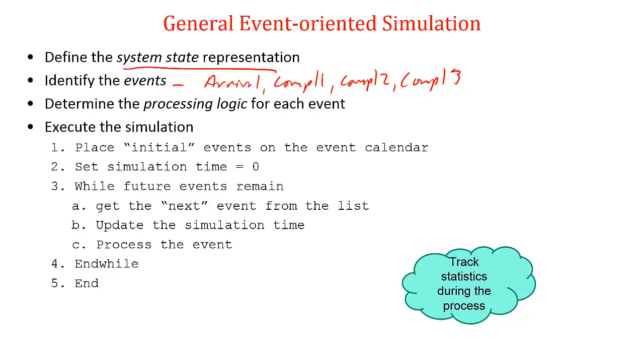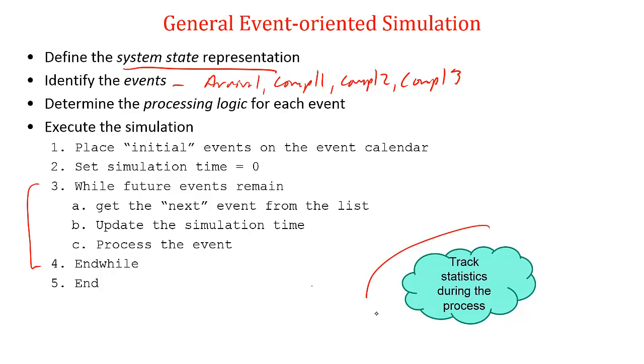And so now the only remaining task, if we were to code this, which we're not going to do in this module, is to actually code the system state representation and the logic, and then place the logic inside this type of loop, where we place an initial event on the event calendar. So in this case, our initial event might be an arrival. So we schedule an arrival to happen at a particular time, and then the process moves forward.